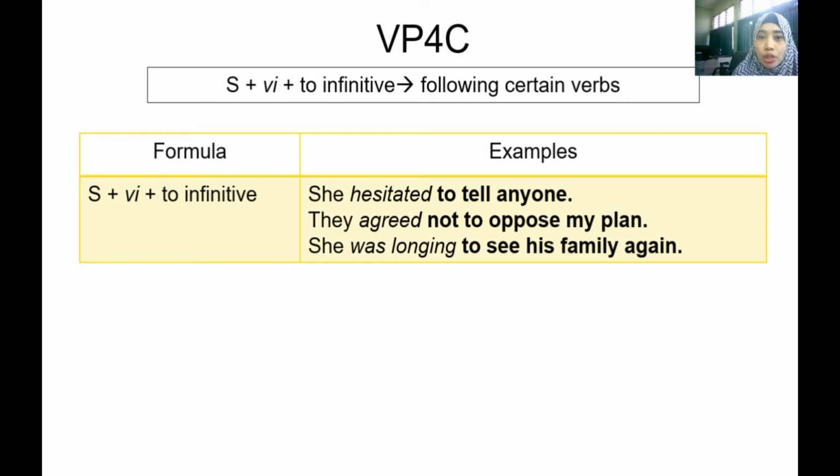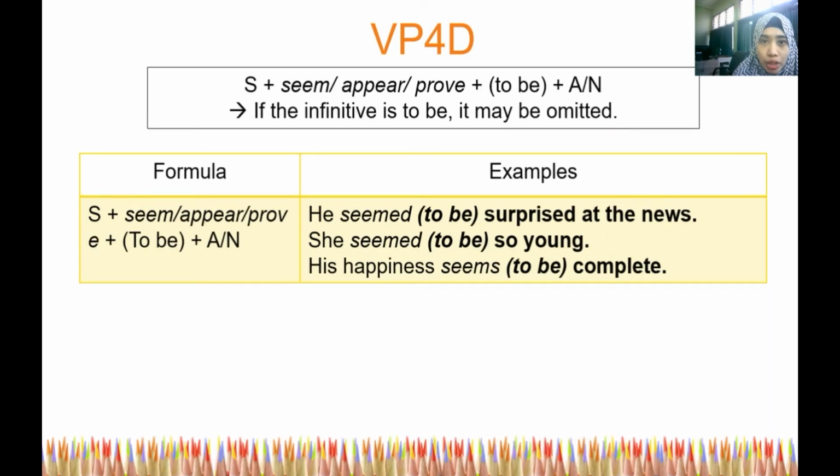The last one, she was longing to see his family again. She is the subject, was longing is the verb intransitive, and then to see his family again is the to infinitive. Okay. Next one, we have the verb pattern for D. It deals with the use of certain verbs like seem, appear, or prove.